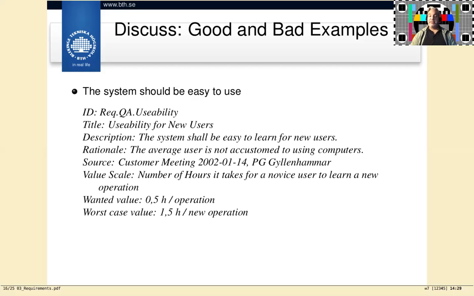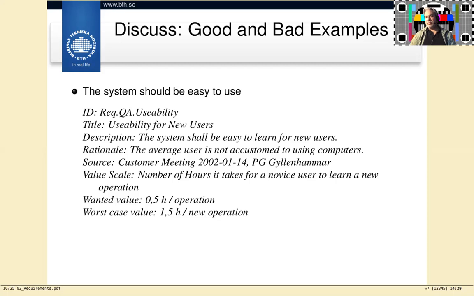So let's specify it properly. First of all, we've got an ID. We have a title, usability for new users. Okay, so now we know for whom. It's users who aren't that familiar with the system. And the system shall be easy to learn for new users. Is that actually really better? We're still saying easy to learn, and what does that mean?